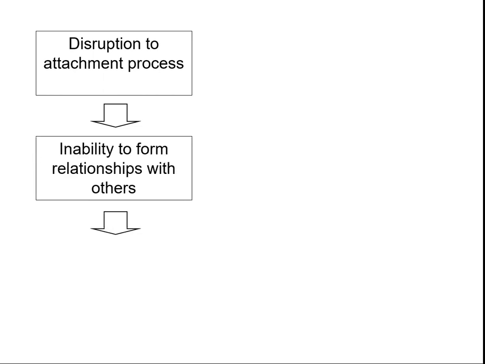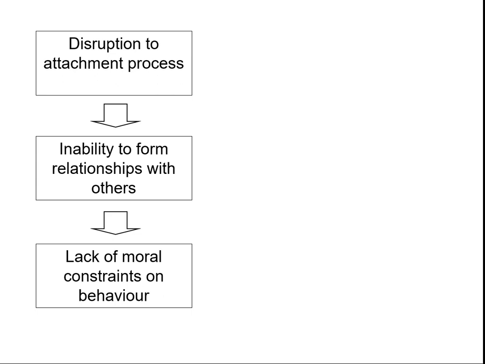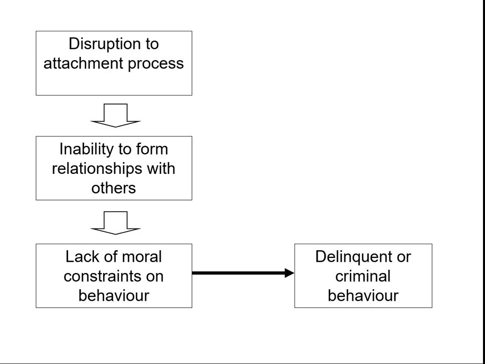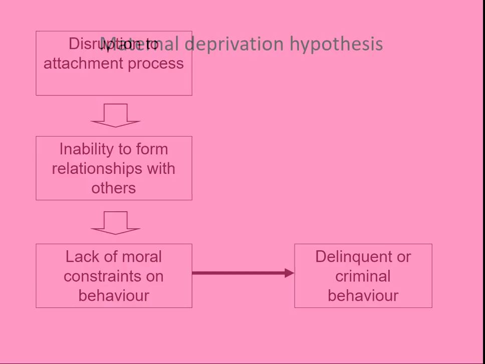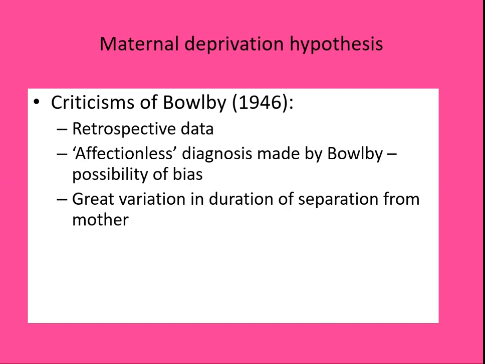your later life, really. If we have a look at this flowchart, you start off with some kind of disruption to the attachment process, and that at some point leads to an inability to form relationships with others. So when I said that there are intellectual, emotional and social effects, here we've got the social and emotional effects. We've got this inability to form normal relationships, and then the emotional effects, we've got a lack of restraint, moral constraint on behaviour. So people often, well, according to Bowlby, are not able to moderate themselves in terms of what's right and wrong, and therefore they engage in criminal behaviour. So that's what the maternal deprivation hypothesis is.